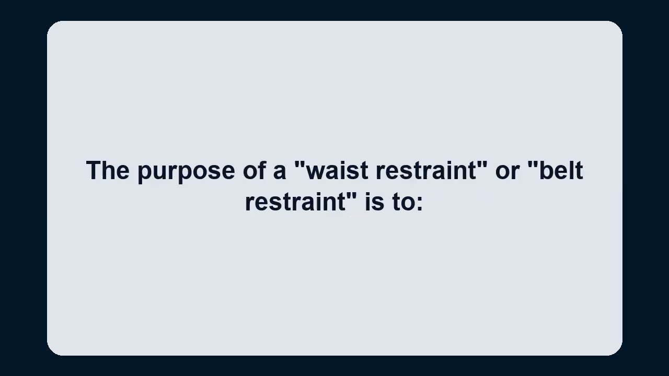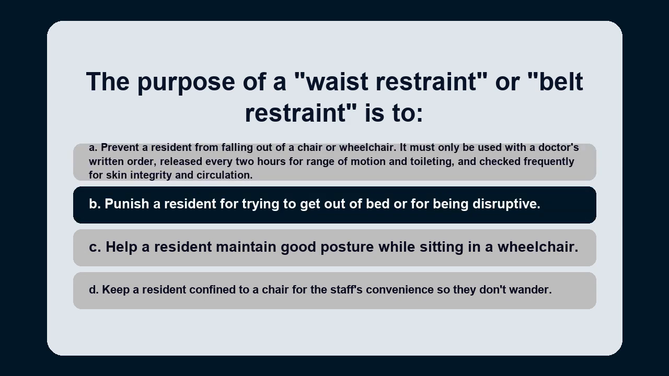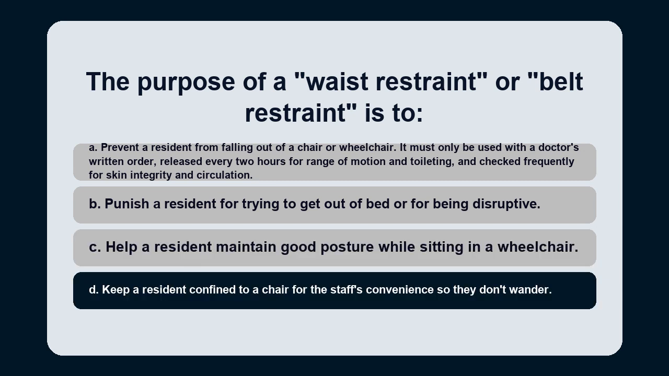Question 5. The purpose of a waist restraint or belt restraint is to: Option A. Prevent a resident from falling out of a chair or wheelchair. It must only be used with a doctor's written order, released every 2 hours for range of motion and toileting, and checked frequently for skin integrity and circulation. Option B. Punish a resident for trying to get out of bed or for being disruptive. Option C. Help a resident maintain good posture while sitting in a wheelchair. Option D. Keep a resident confined to a chair for the staff's convenience so they don't wander.